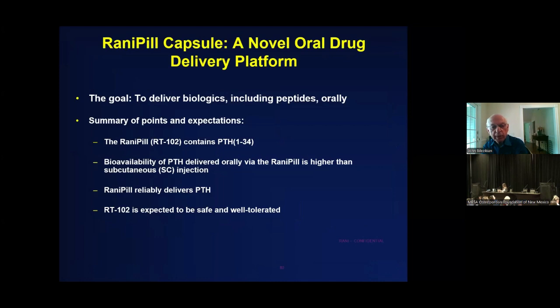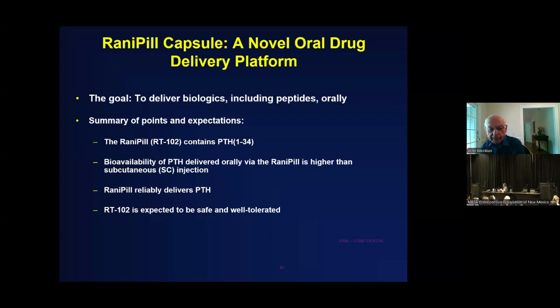This is called the Rani pill. It is a capsule that has anything you want to put in: growth hormone, any peptide. The idea is to deliver biologics that don't make it by themselves through the GI tract, to protect them until they get to a site in the small bowel where they can be absorbed. So the Rani pill contains PTH 1 to 34.